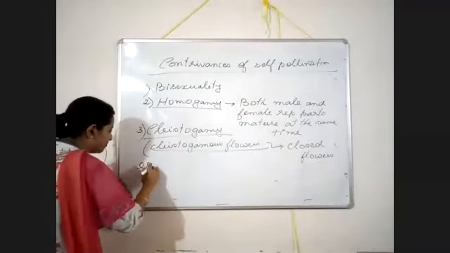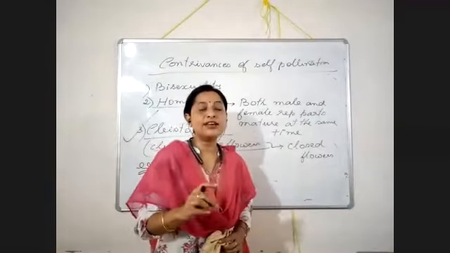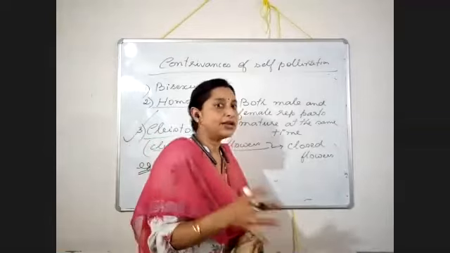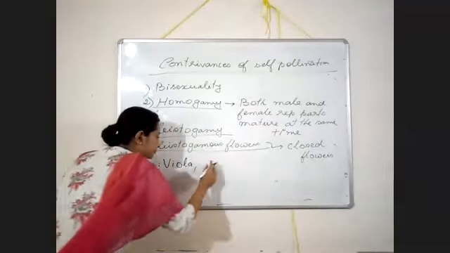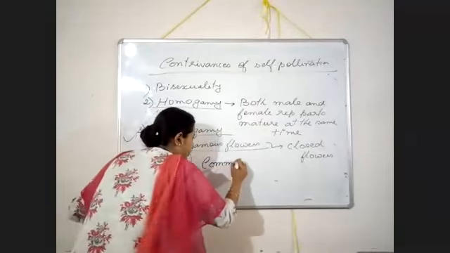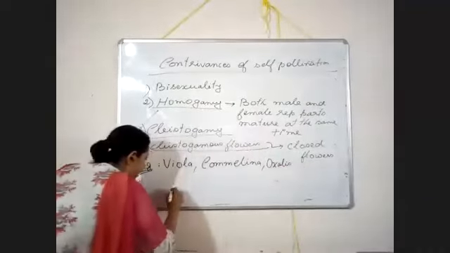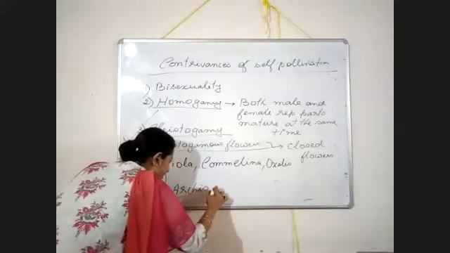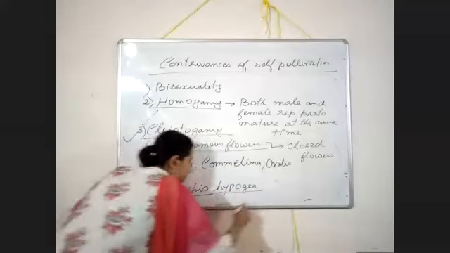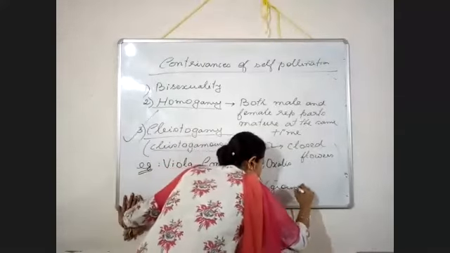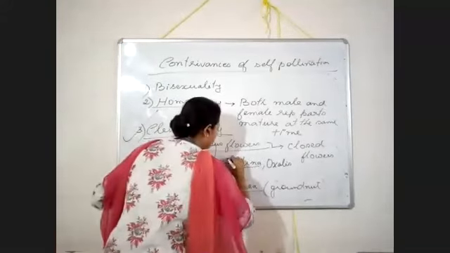As far as examples of plants are concerned, here is a good question ahead. What is cleistogamy? Closed flower is something you need to remember. And what else do you need to remember? The examples. Examples could be Viola, Commelina, Oxalis, right? And Arachis hypogaea also. What is Arachis hypogaea? Groundnut. So these are some common examples. Then there are many questions on Commelina.